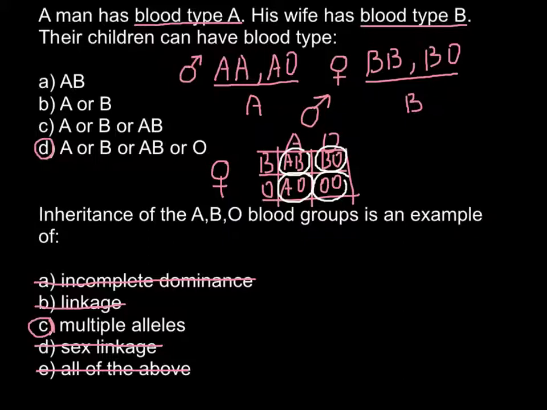ABO alleles represent multiple alleles. These are three different variants of the same gene, and different variants of the same gene we call alleles.